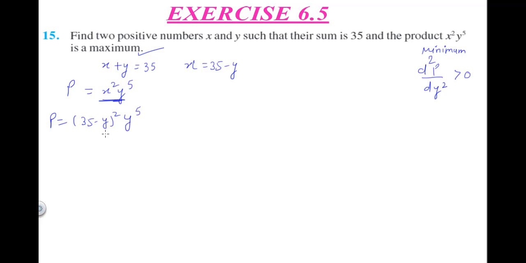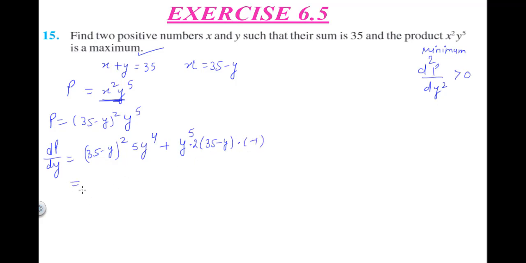Differentiating p equals (35 minus y) whole square y to the power 5 using product rule, we have dp by dy equals (35 minus y) whole square as it is, and then y to the power 5 will be 5y to the power 4, plus, then we have y to the power 5 as it is, and (35 minus y) whole square differentiation will be 2 multiplied with (35 minus y) into minus 1.